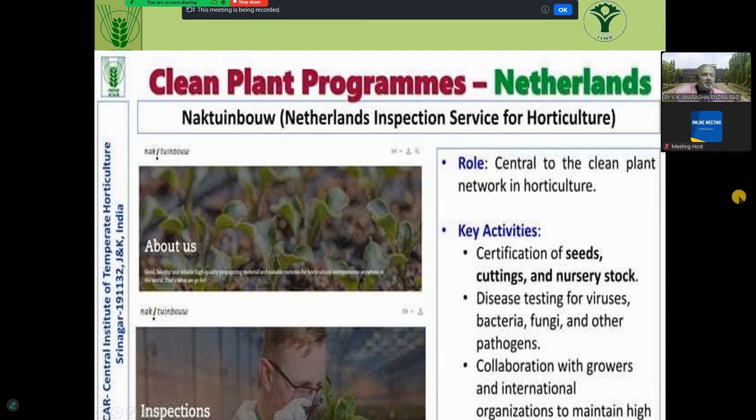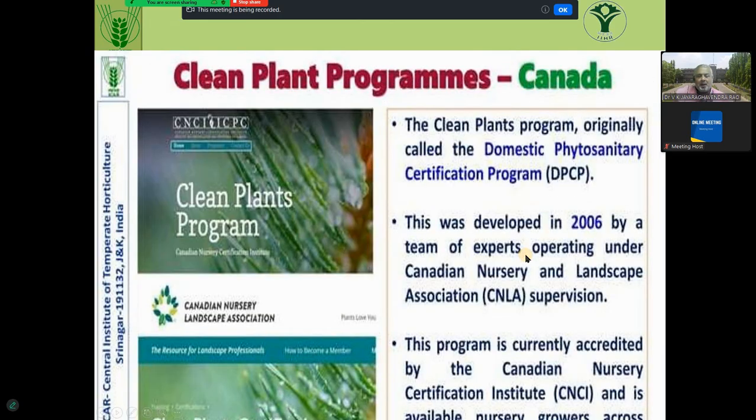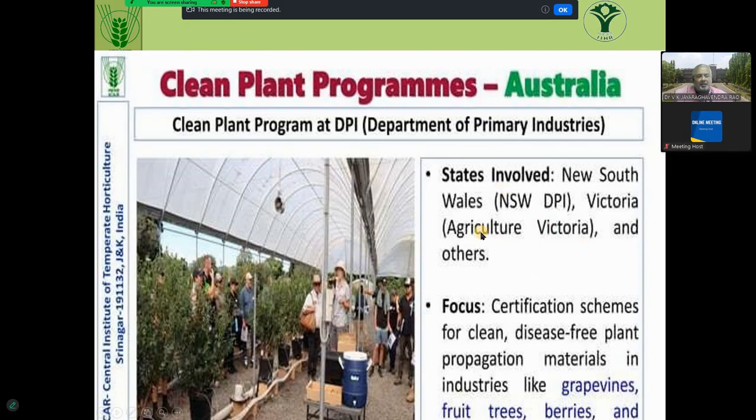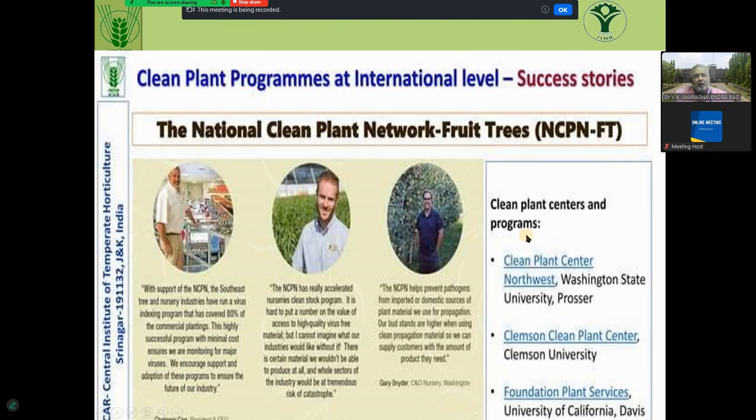So about inspection, this is what exactly we are also going to do in India in the clean plant production program. Similarly, other countries have this domestic phytosanitary certification program. And nurseries are going to be certified, inspected, and then only the clean plant is going to come. Even in Australia, you have a similar one. Australia has a grapevine industry, berries, cranberry, for example. I think you have drunk the cranberry juice, it comes from Australia. Similarly, so many success stories are there.